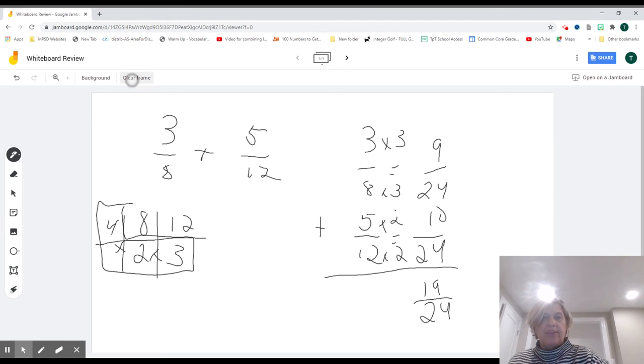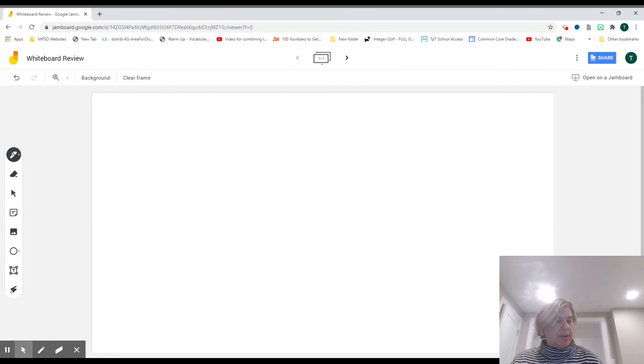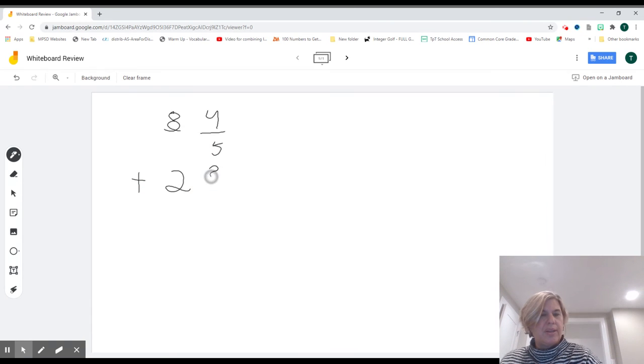The next thing we have to consider is what happens when we have mixed numbers. And so sometimes we have a situation where we have a few things that we have to consider. So let's start with an example of 8 and 4/5 plus 2 and 3/10.